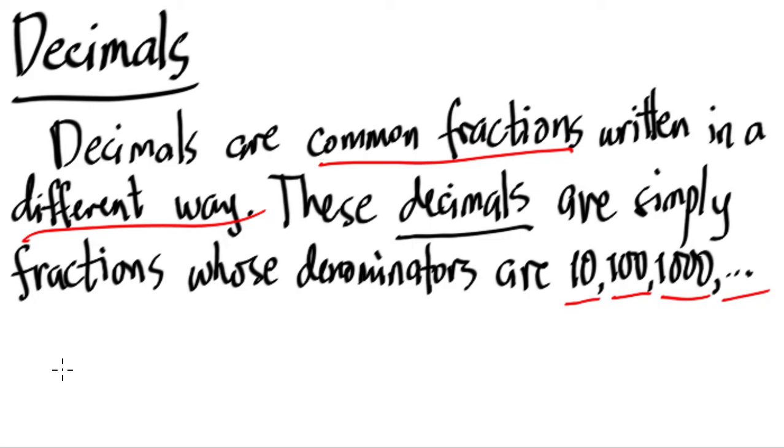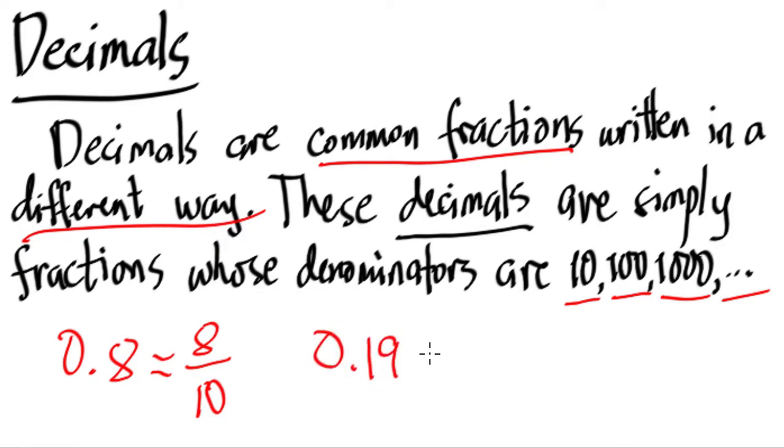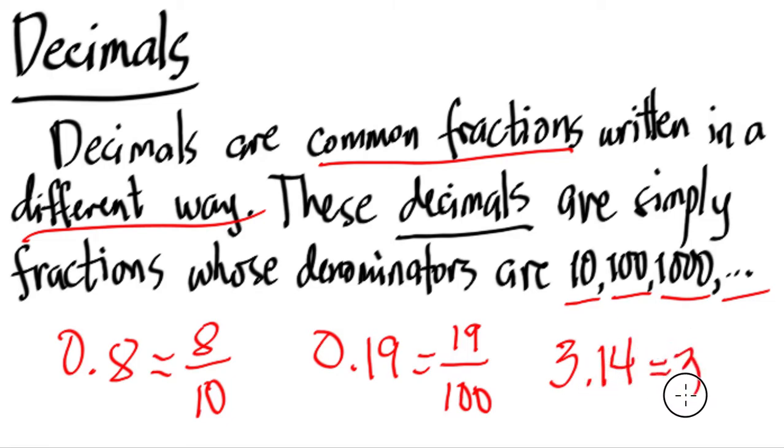So again, a very simple example, say 0.8. Actually, 0.8 in fraction form is just equal to 8 over 10. So it's just fractions written in a different way. Also, we can write 0.19 as 19 over 100. Or if you want a mixed number, 3.14 can be written as 3 and 14 over 100.